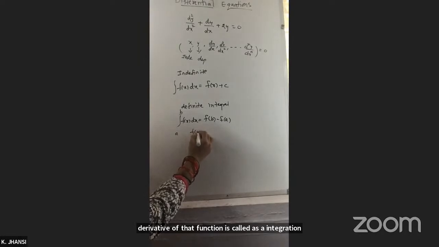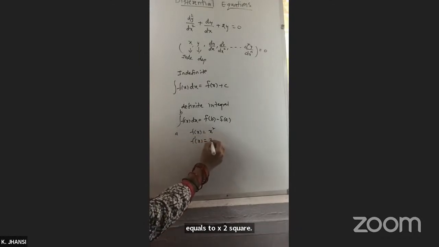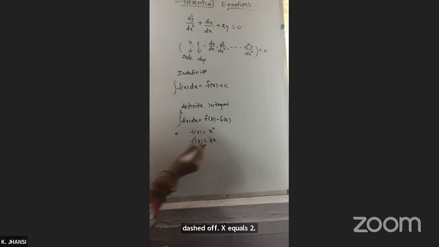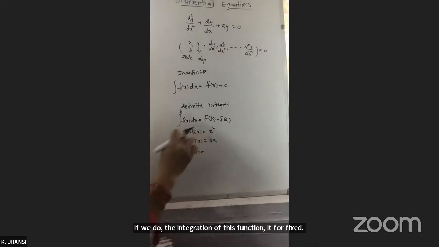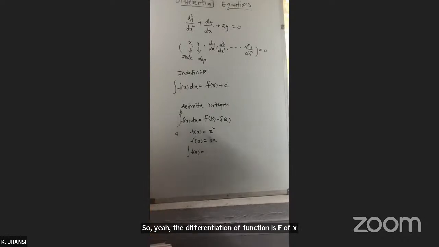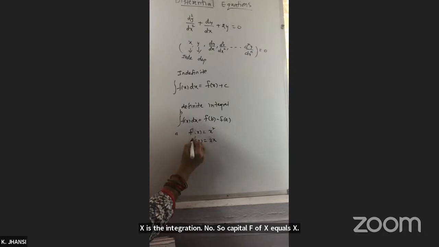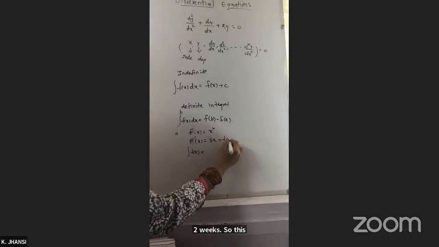That means if you take any function, say capital F of x equals x square, the differentiation of this is f dash of x equals 2x. So if we do the integration of this function small f of x, where capital F of x equals x square, what is f dash of x? F dash of x is 2x, which is equal to small f of x.